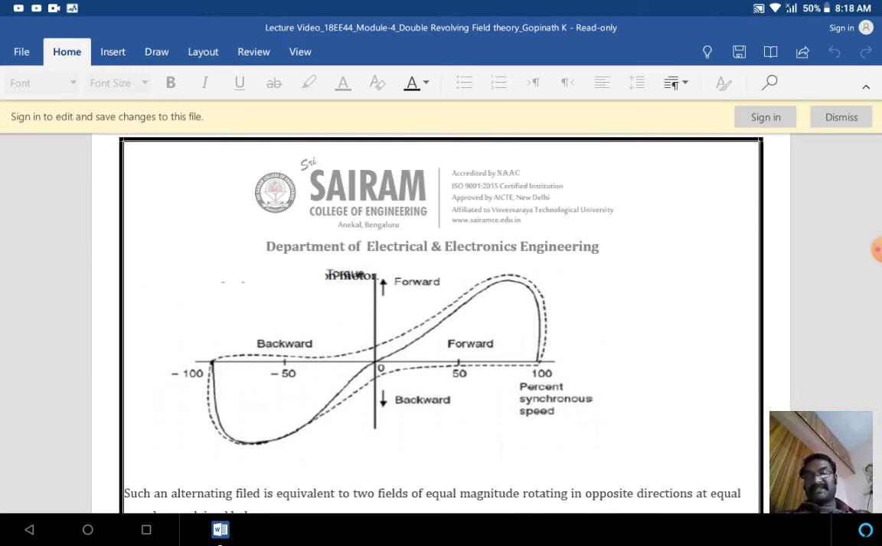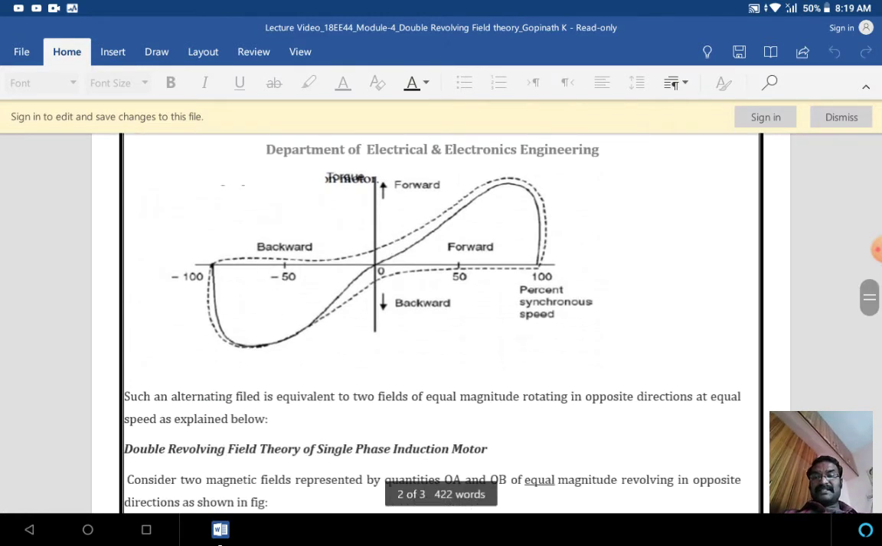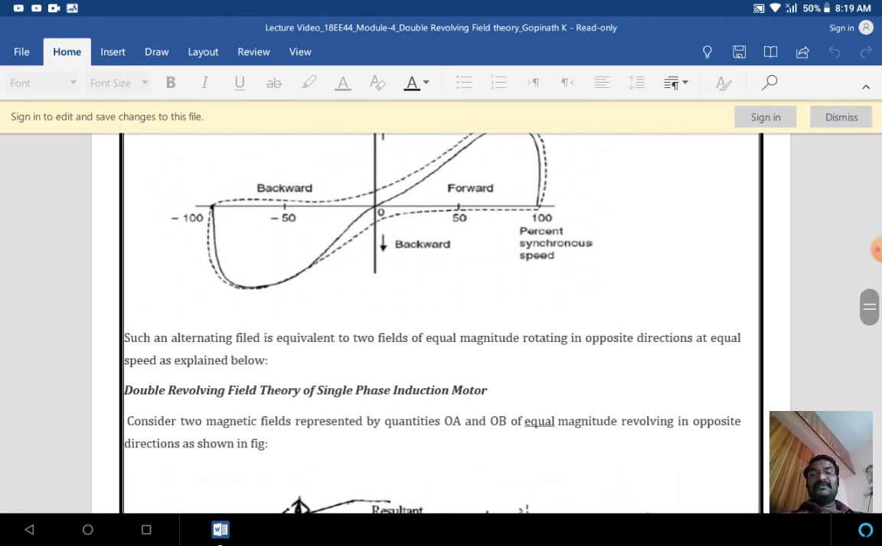Unlike three phase induction motors, which are self-starting, in a single phase motor such an alternating field is equivalent to two fields of equal magnitude rotating in opposite directions at equal speed. Because of that equal magnitude and equal speed in both directions, the motor will not start. This is the main point about single phase induction motors.